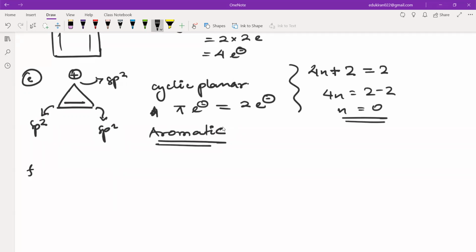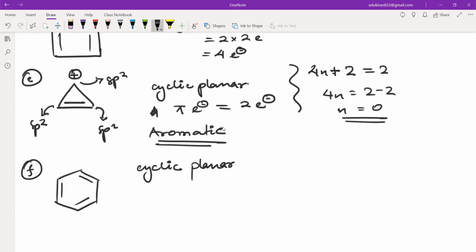Another structure you can see is the famous benzene ring. In the benzene ring also we have this cyclic structure. All the carbon atoms are sp2, that is why it is planar. Now the only criteria left is checking the pi electrons. So how many pi electrons? We have 3 pi bonds. In each pi bond we have 2 electrons, so 3 into 2 is equal to 6 electrons.